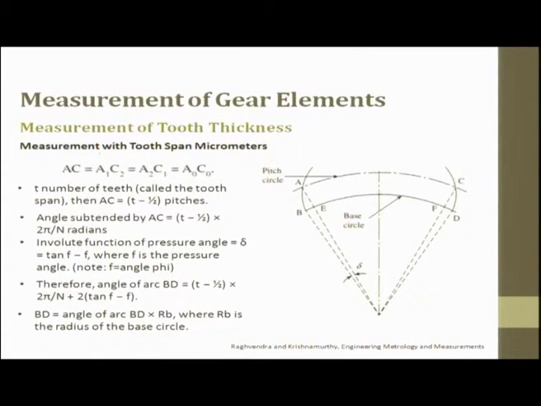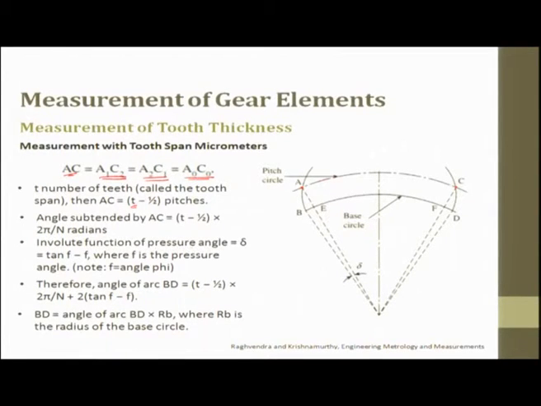How do we use the measurement with the tooth span micrometer? We want to measure A and C. AC, if you go back to that figure, is A1 C1, A2 C2, A0 C0. All these are nothing but the AC we are trying to measure. For T number of teeth, called the tooth span, AC is equal to (T minus half) times the pitch. T is the number of teeth. Then the angle subtended by AC is nothing but (T minus half) into 2 pi by n radians.